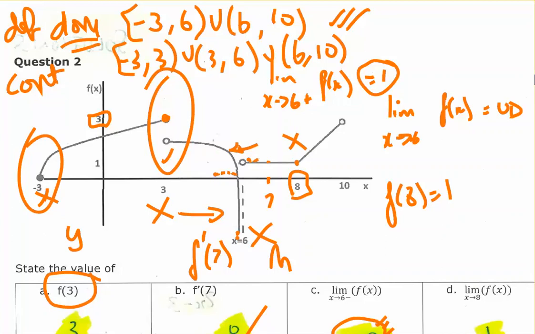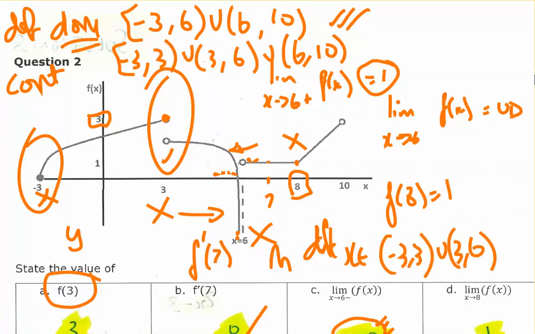So for the last bit, differentiability, x is an element of minus 3 to 3, union 3 to 6, union 6 to 8, union 8 to 10. Not inclusive.